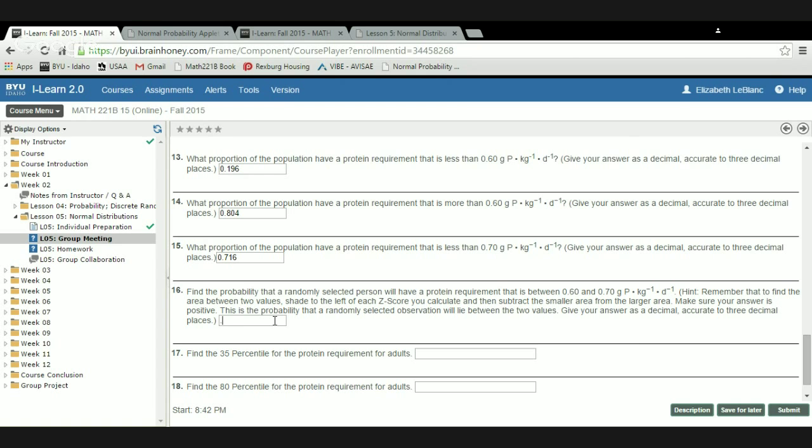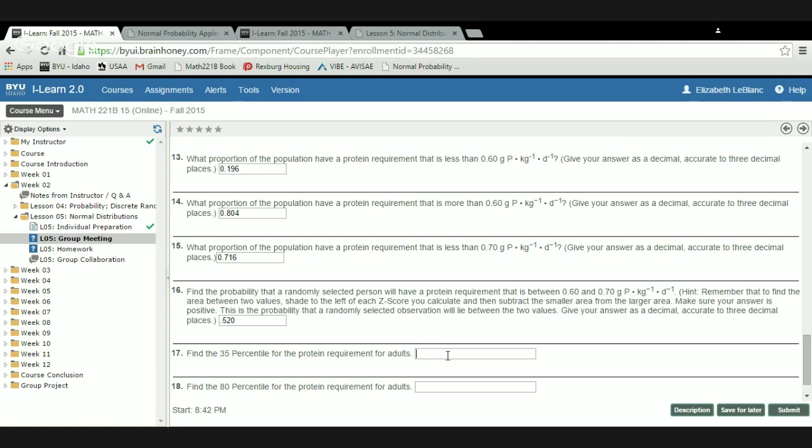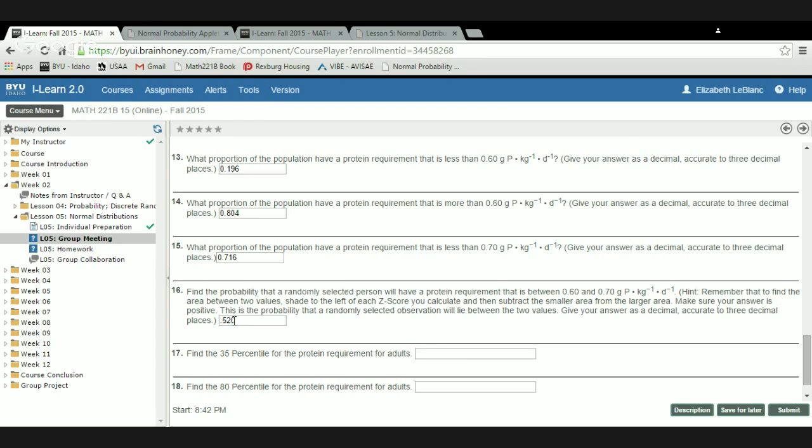And make sure you put a 0 at the end because she wants 3 decimal places. At the end? Yeah, 0.520. Are you putting a 0 in front of that point? Because I am. Oh, I usually try to. Okay.